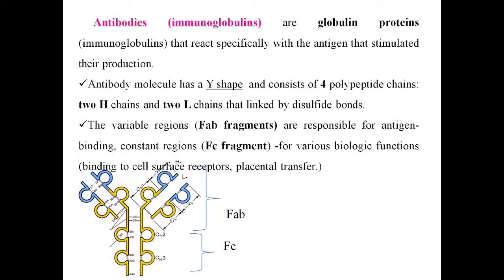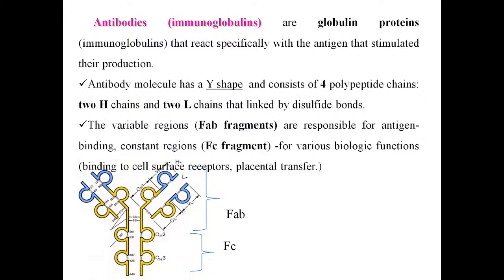When an antigen, any microorganism or another foreign cell, enters the human organism, it causes an immune response and production of antibodies. What are antibodies? Antibodies are also called immunoglobulins. These are globulin proteins that react specifically with the antigen that stimulates their production. It means that every antigen stimulates production of specific antibodies.